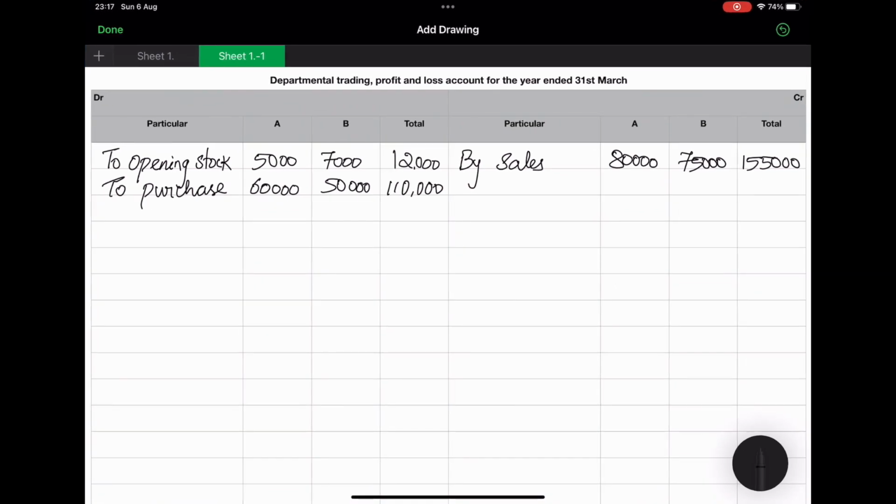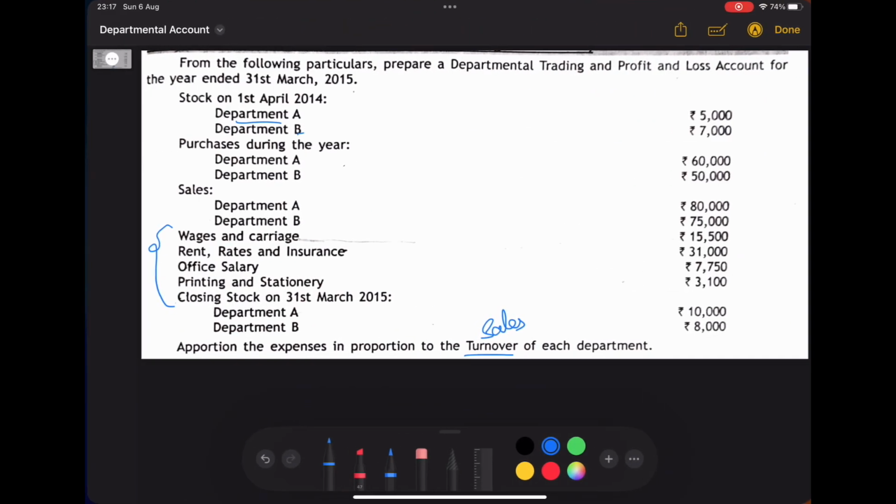Next, they have given wages and carriages. Wages and carriages are direct expenditure, so we are going to write them down in the trading account: to wages and carriages. How much have they given in total? 15,500.